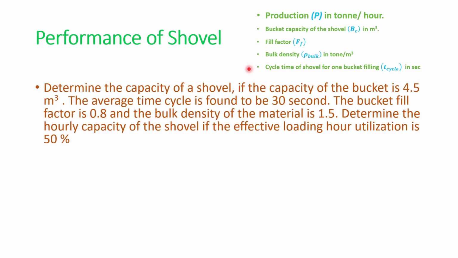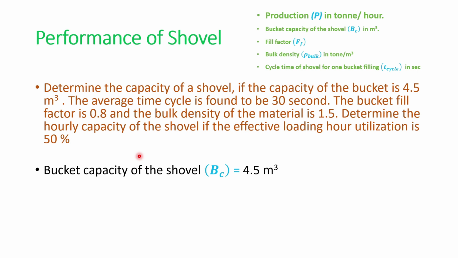Now the question is, determine the capacity of a shovel if the capacity of the bucket is 4.5 meter cube. Average cycle time is found to be 30 seconds. The bucket fill factor is 0.8 and the bulk density of the material is 1.5. Determine the hourly capacity of the shovel if effective loading hour utilization is 50%. So this is a question.